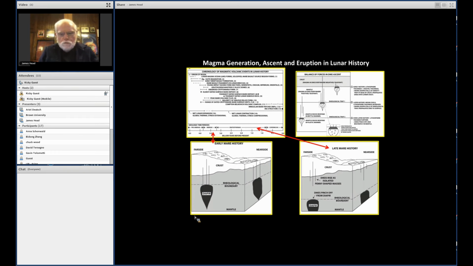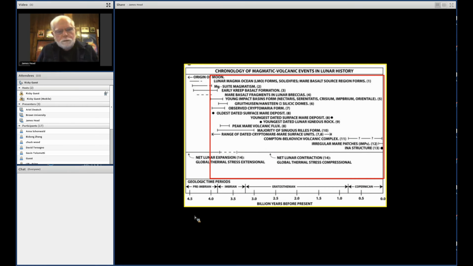So again, if we think about the overall evolution of the moon, we have this early Mare history when dikes might actually be connected to the surface, whereas later on they may be arising as isolated penny-shaped masses, dikes for sure, but again, not connected to the source region after they propagate. So let's talk about the chronology of the magmatic volcanic events in Mare history.